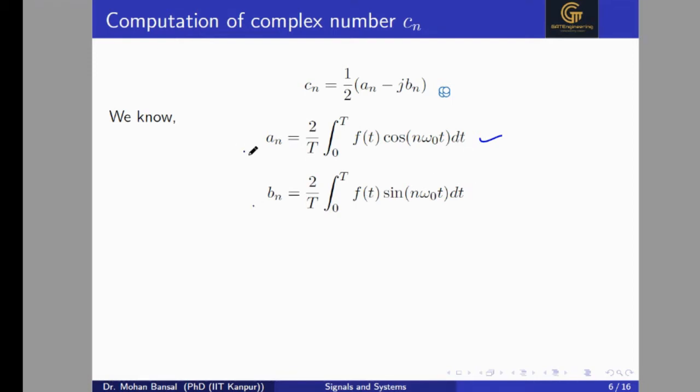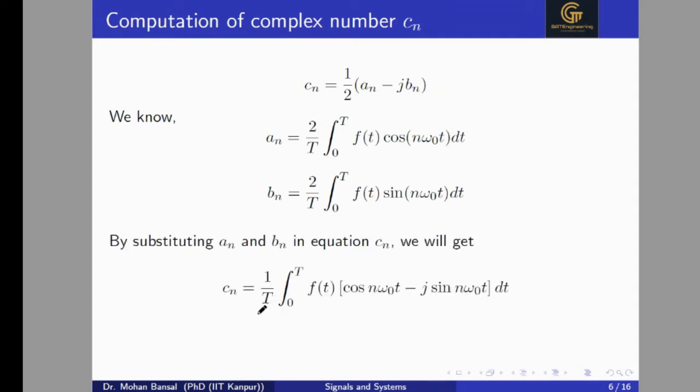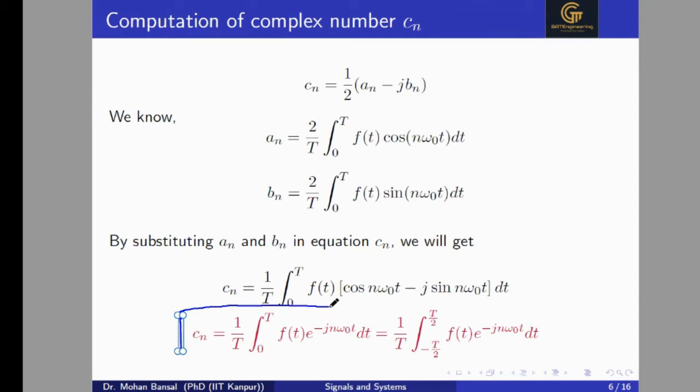So this is the an and bn. If we substitute an and bn in this cn, we will get an expression that is 1 divided by T integration from 0 to T of f(t) [cos n omega naught t minus j sin n omega naught t], and this term we can represent in terms of exponential as e to the power minus j n omega naught t. So this is our cn that we can calculate from the given signal or function.